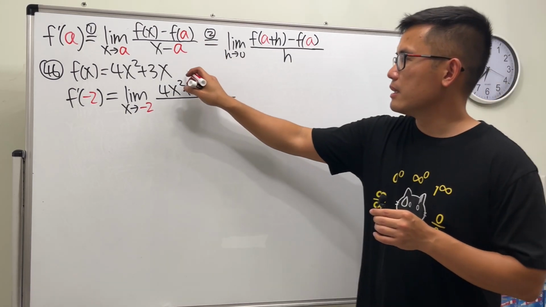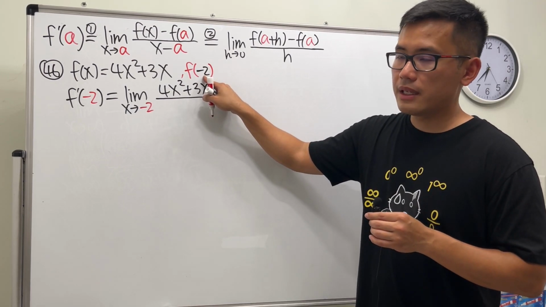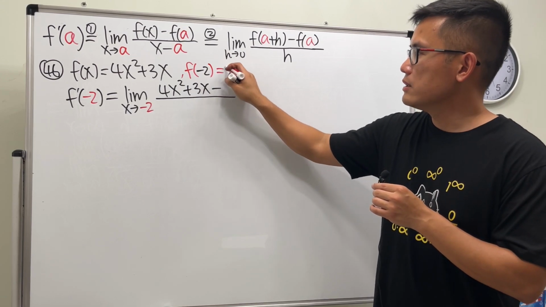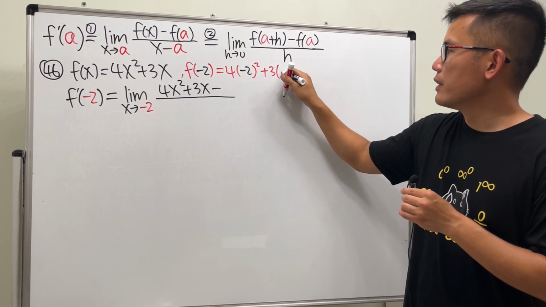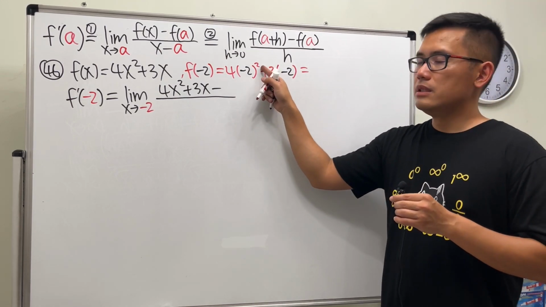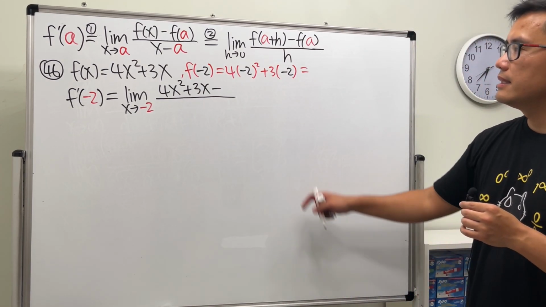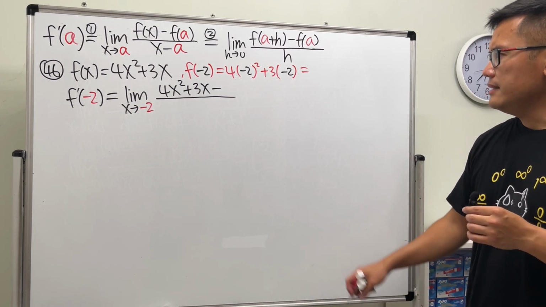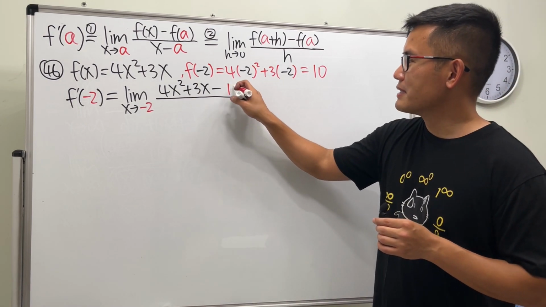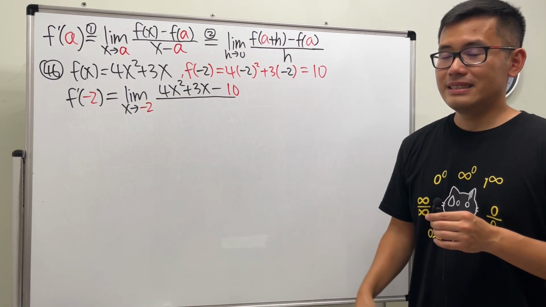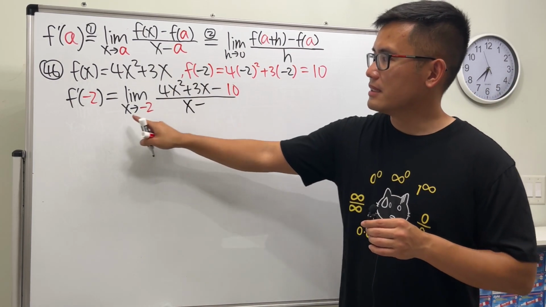So let's put it on the side. Let's actually do here. F of -2 means we're plugging -2 into this x and that x. So we get 4 times -2 squared plus 3 times -2. This is 4 times that is 16. 16 minus 6 is 10. So this right here is minus 10. So f of -2 is 10. And then on the bottom we have the x minus a is -2.